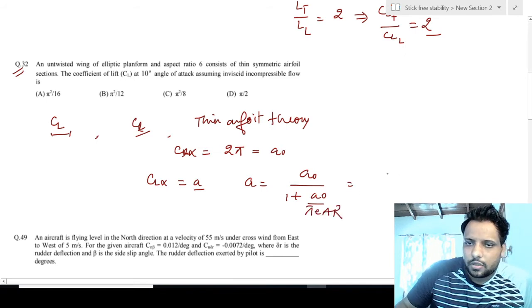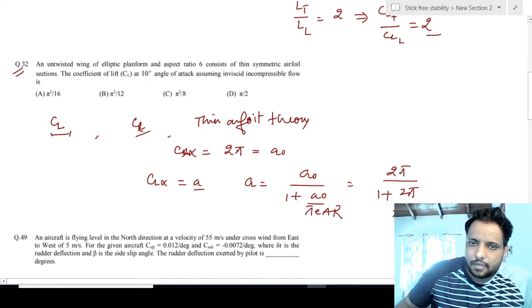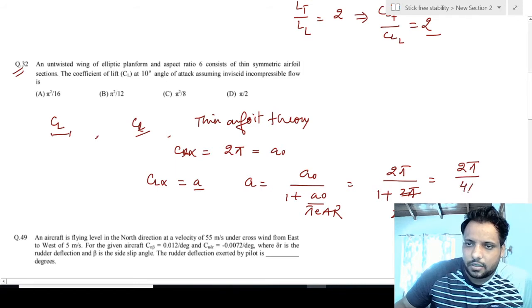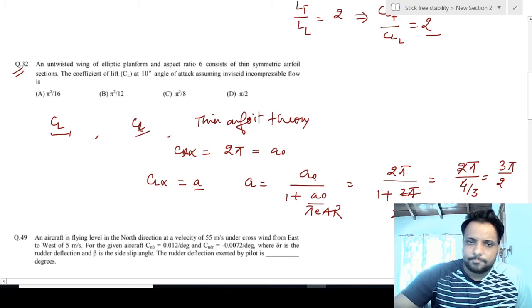Okay, so A naught is 2 pi upon 1 plus 2 pi upon pi, and since it is an elliptical planform, E is equal to 1 and the aspect ratio is 6. So you can see here 2 pi is 3, so 2 pi upon 1 plus 1 by 3 is 4 by 3, and it will be 3 pi by 2. Okay, so A is 3 pi by 2.